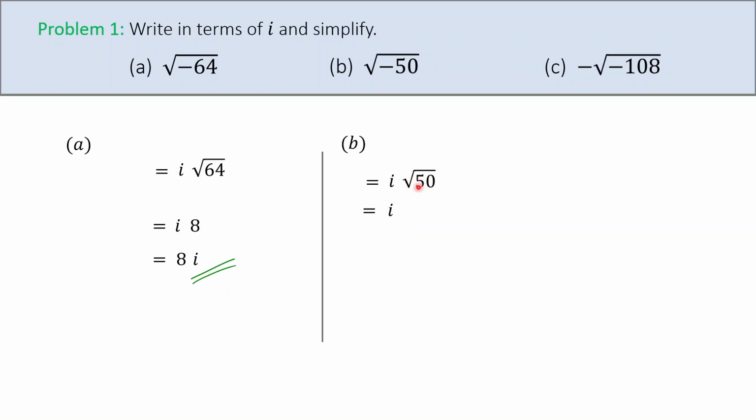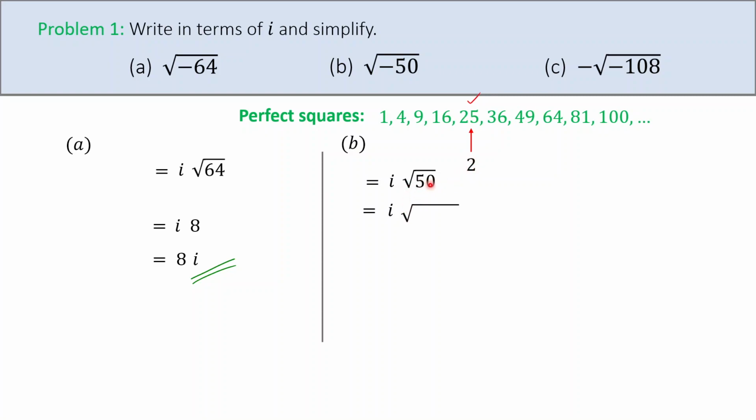Now you can simplify this. This is a square root. These are the perfect squares. This 50 you can divide by 25. You get 2. So this 50 you can write as 25 times 2. Now you can factor out this 25. I square root of 25 is 5. Now you have square root of 2. This is equal to, first write this number, then this I, now the square root.